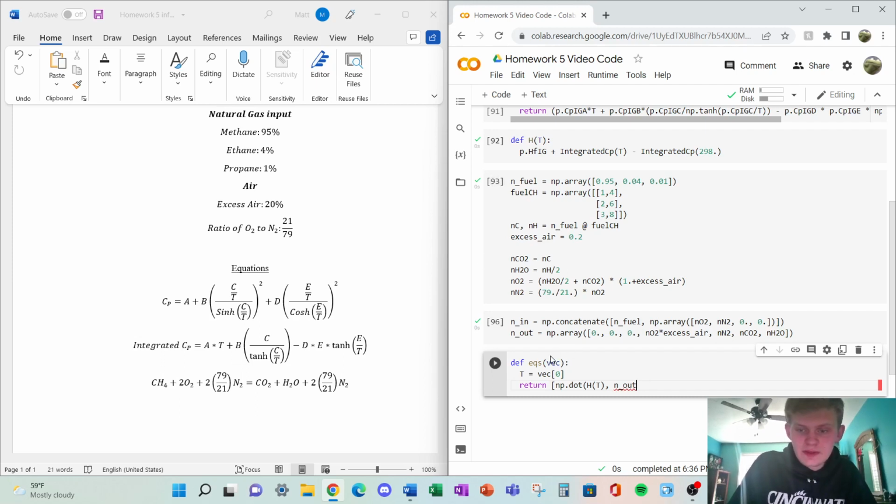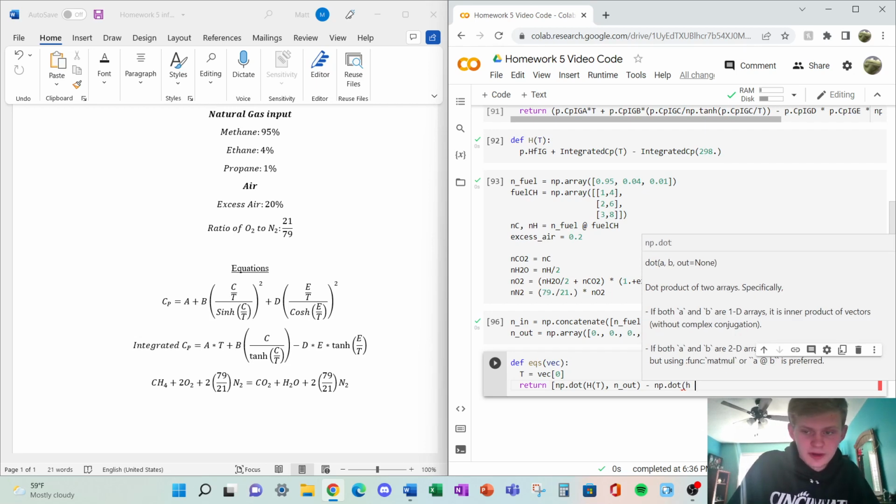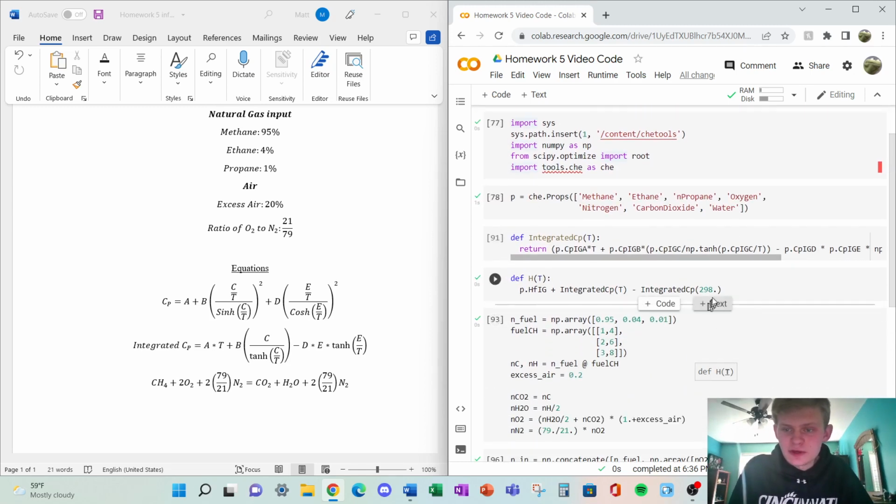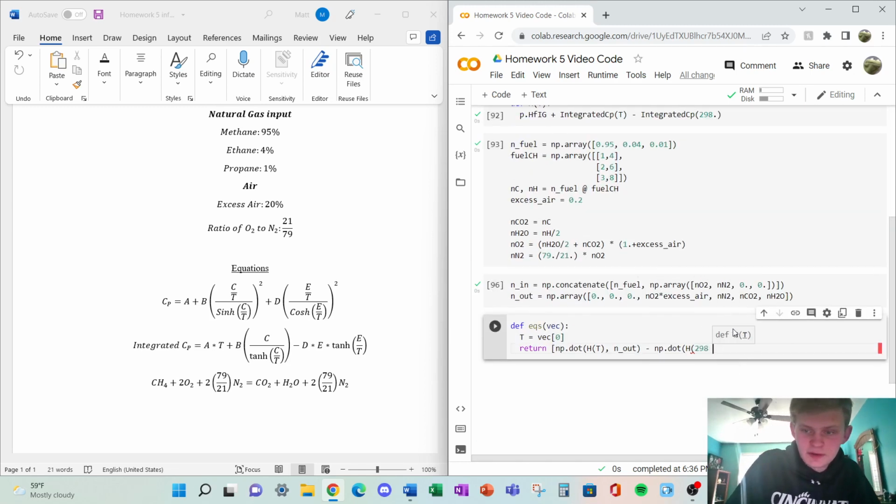Then, because we need this to also represent our integration, we have our first dot product, and then we have our second dot product, which is going to be our enthalpy function again. But we're going to use the same value we have here, 298 Kelvin, because it's our initial temperature, where everything's starting before the reaction even takes place. And then it's going to be n going in.